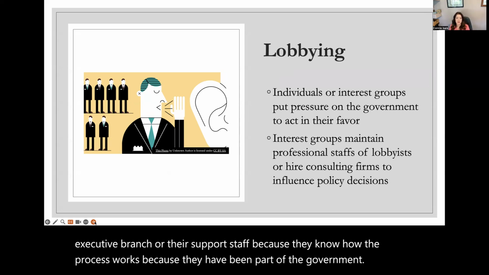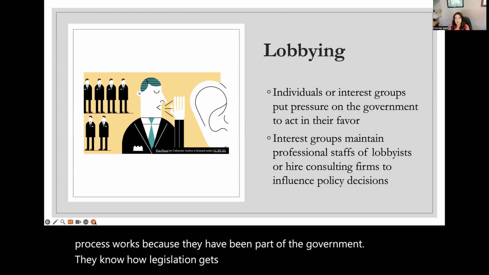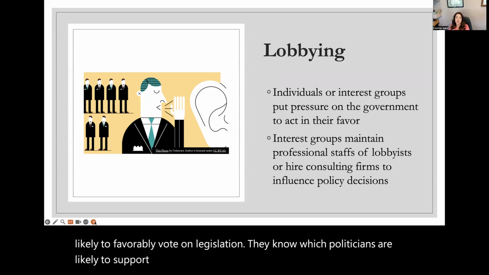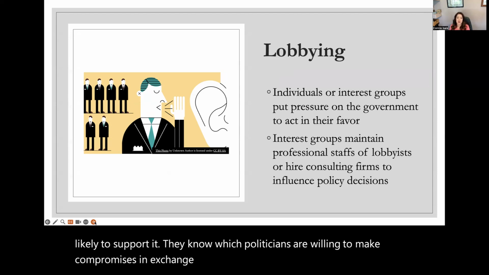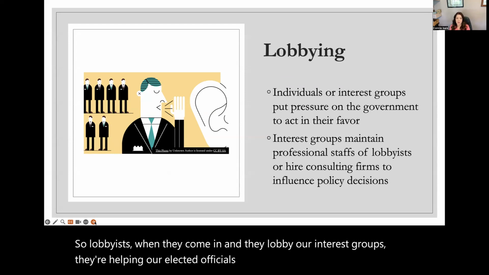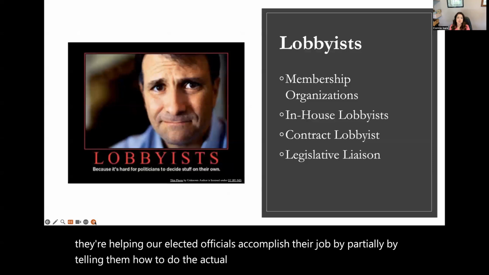They know how legislation gets passed. They know which committees are likely to favorably vote on legislation. They know which politicians are likely to support it. They know which politicians are willing to make compromises in exchange for support for their type of legislation as well. So lobbyists, when they come in and lobby for our interest groups, they're helping our elected officials accomplish their job, partially by telling them how to do the actual job.